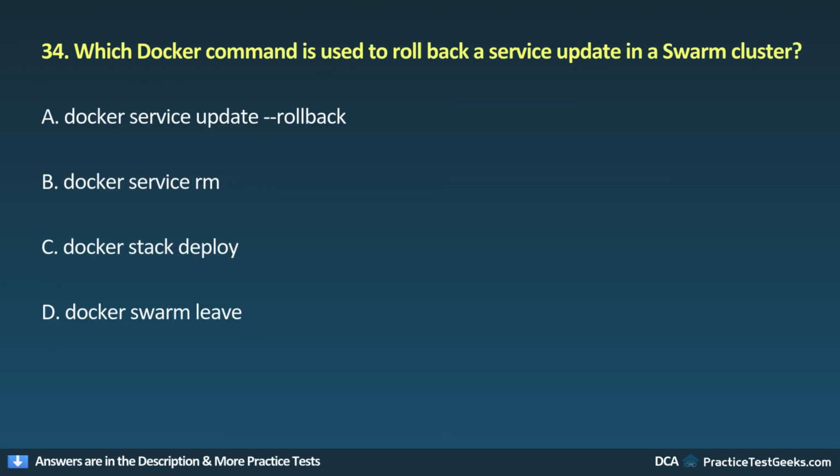34. Which Docker command is used to roll back a service update in a Swarm cluster? A. Docker service update --rollback. B. Docker service rm. C. Docker stack deploy. D. Docker swarm leave.